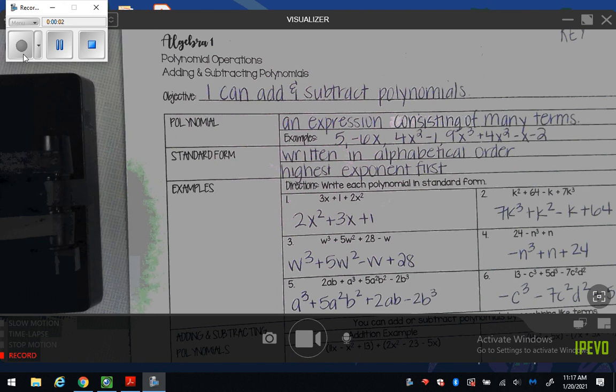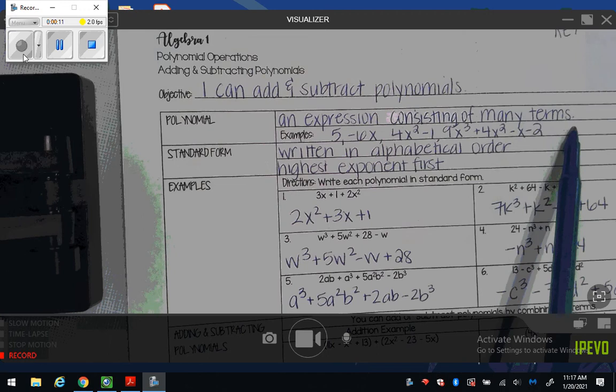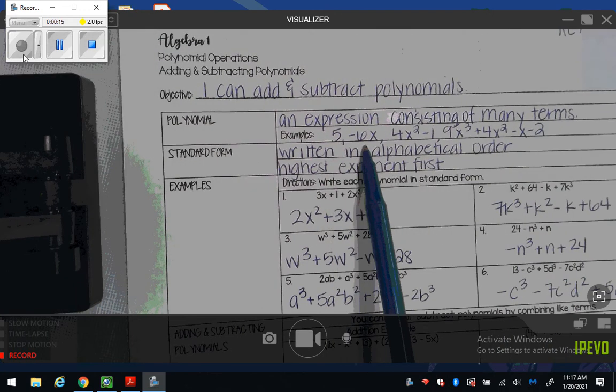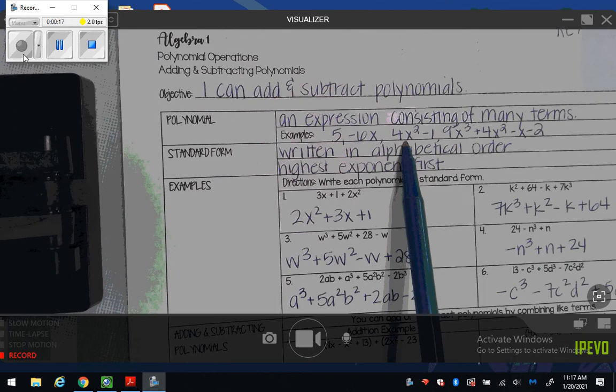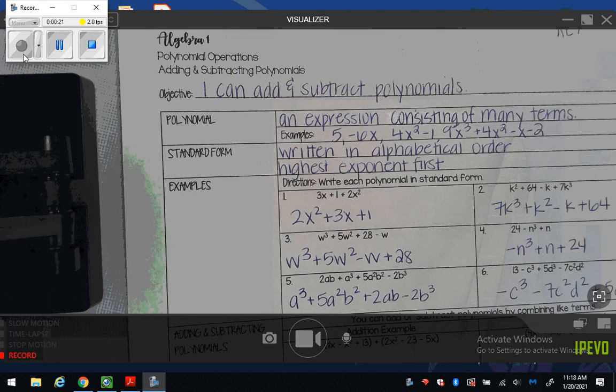Okay, so this is our adding and subtracting polynomials, or Unit 6, Notes number 1. So a polynomial is an expression consisting of many terms. Some examples are 5, negative 6x, x squared minus 1, 9x cubed plus 4x squared minus x minus 2. So anything with lots of terms, x's can have y's, can just be a number.